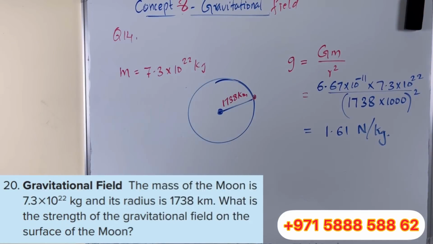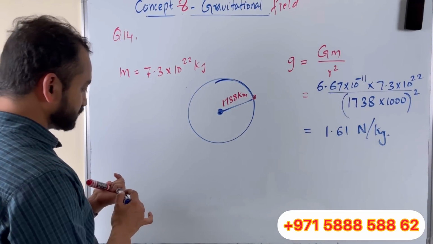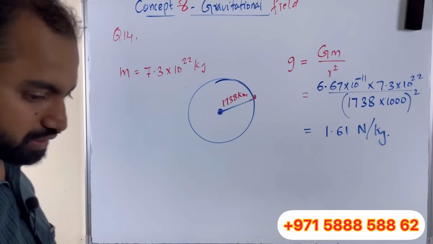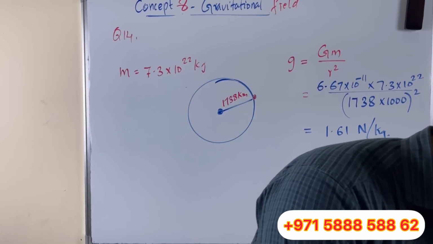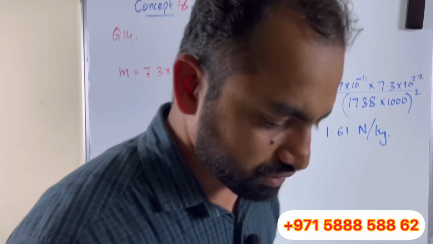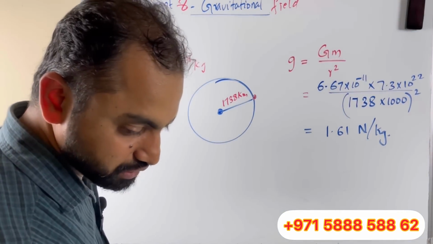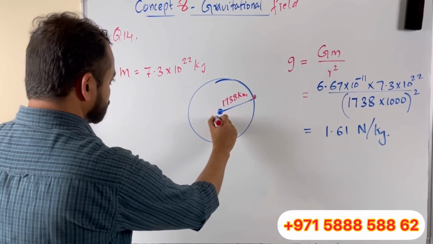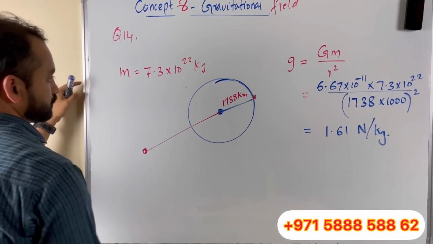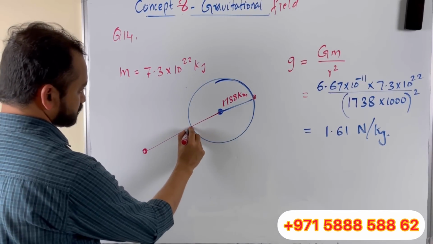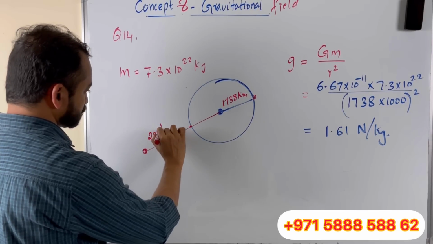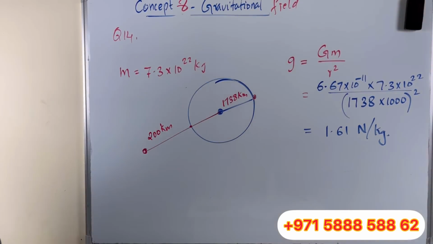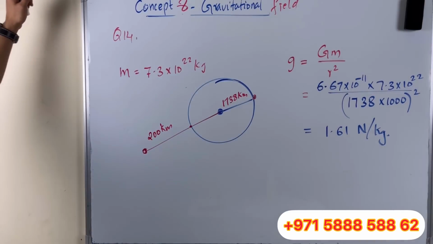So again, if you want to calculate the gravitational field at a point, not at the surface. Okay, if you want to calculate the gravitational field at a point here, for example, this is at a distance of about 200 kilometers from the surface of the moon. So how to calculate the gravitational field here?